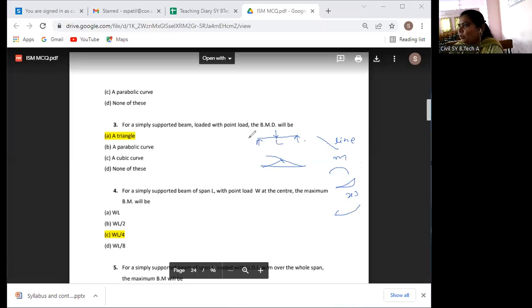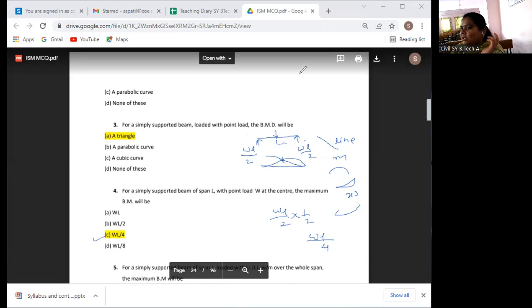Suppose this is a simply supported beam of span L with point load W at the center. So here the center point load is applied. The maximum bending moment will be? The reaction is W by 2 on each side, and the bending moment is W/2 into L/2, that is WL by 4. So option C is correct. WL by 4 is the correct answer.